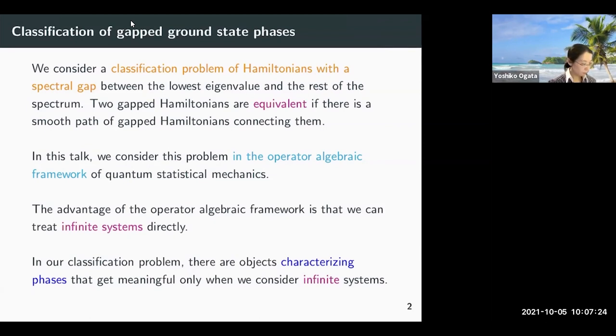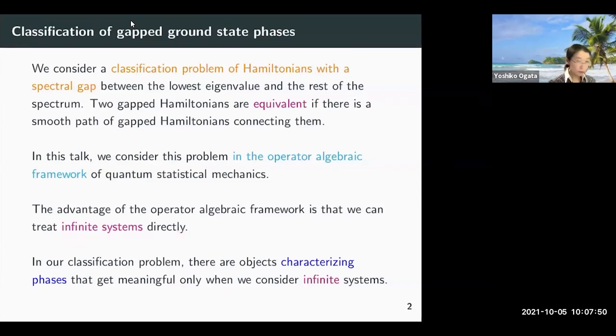And that is the problem I'm interested in. In this talk, we consider this problem in the operator algebraic framework of quantum statistical mechanics. So that is our mathematical framework. And the advantage of the operator algebraic framework is that we can treat infinite systems directly.